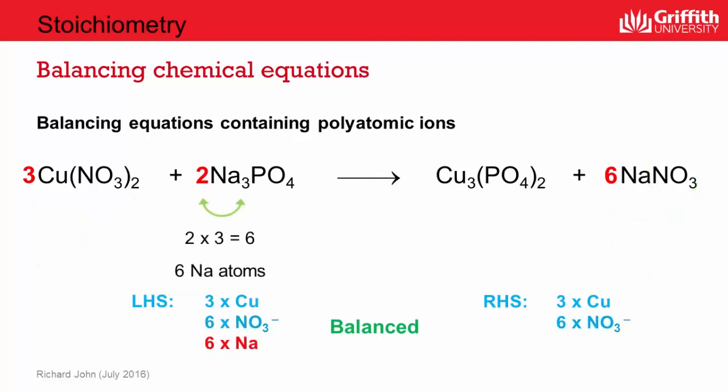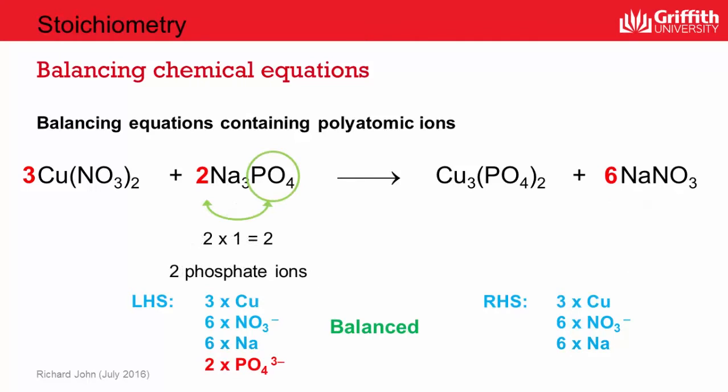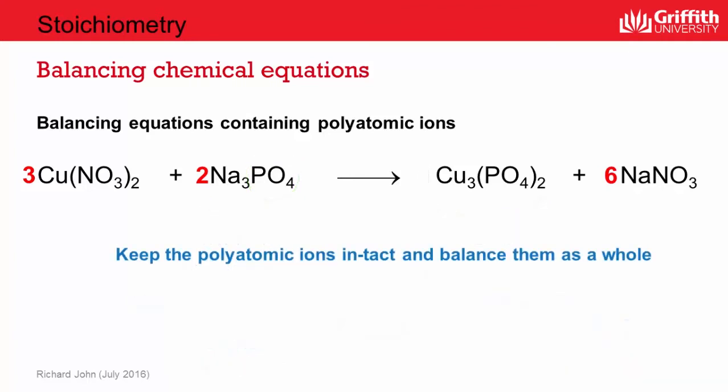I've got 6 sodium atoms on the left hand side, and 6 sodium atoms on the right hand side. And finally I've got 2 whole phosphate ions on the left hand side, and 2 whole phosphate ions on the right hand side. So we're able to balance this equation by keeping the polyatomic ions intact, and we balance them as a whole. So that would be the big hint that I would give for balancing equations containing polyatomic ions.